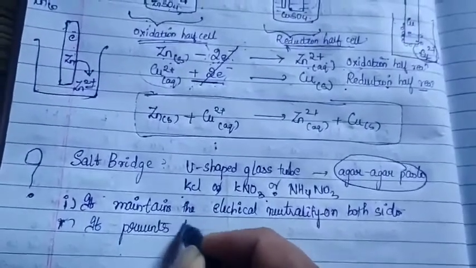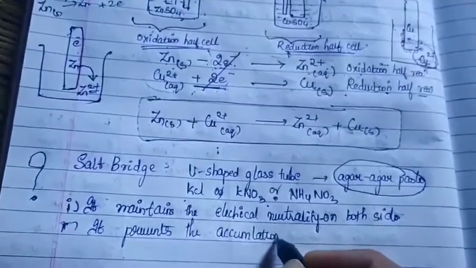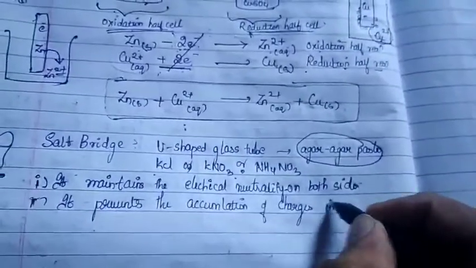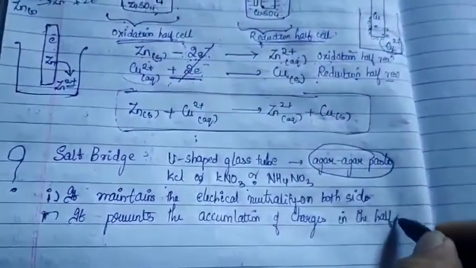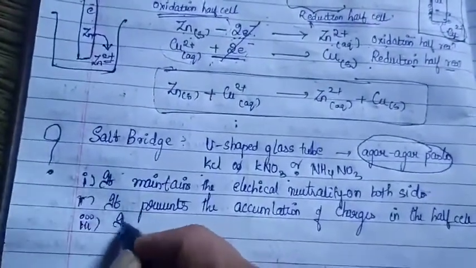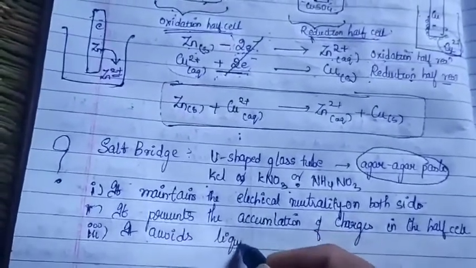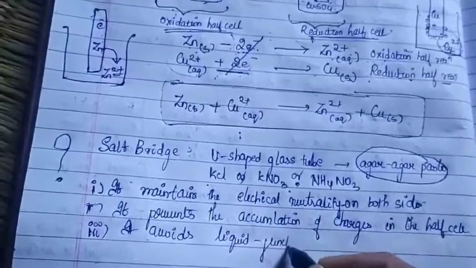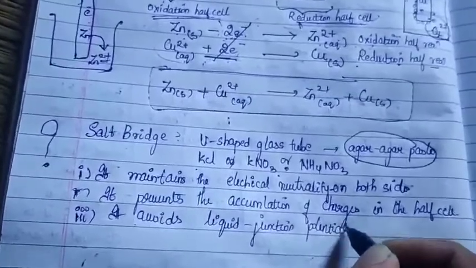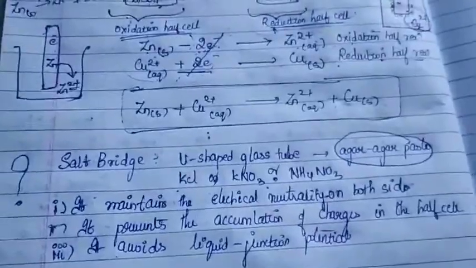It prevents the accumulation of charges in the half cells. Then the third most important thing, it avoids liquid junction potential. Of course, it is not mentioned in your textbook, but these are the important roles which will be played through your salt bridge.